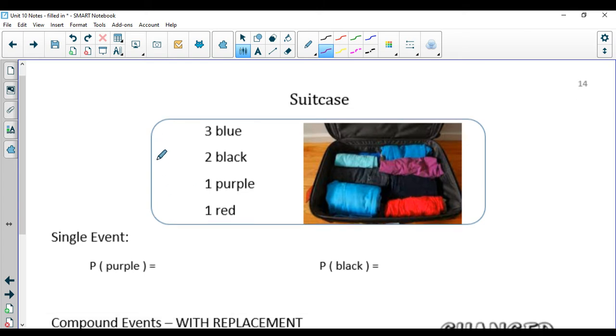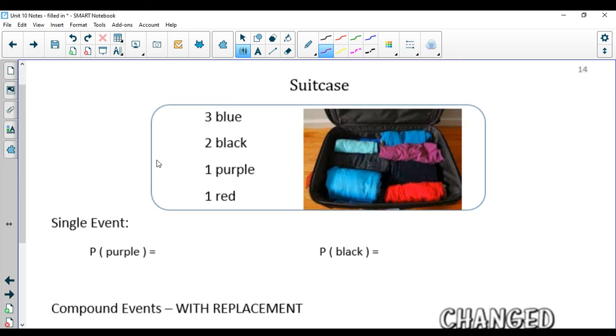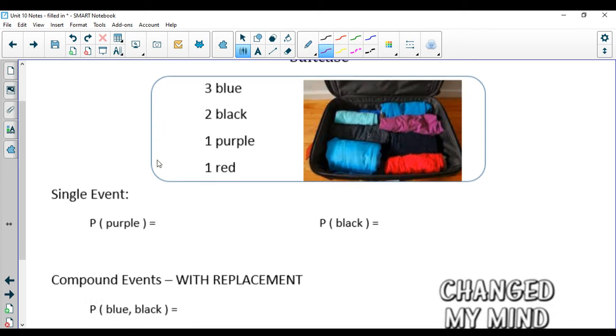We have in our suitcase 3 blue, 2 black, 1 purple, and 1 red shirt. So we're going to just figure out real quickly here. 3 plus 2 is 5, 6, 7. So we have a total of 7. The probability that I pick out a purple shirt is just 1 out of 7. The probability that I pick a black shirt is 2 out of 7.